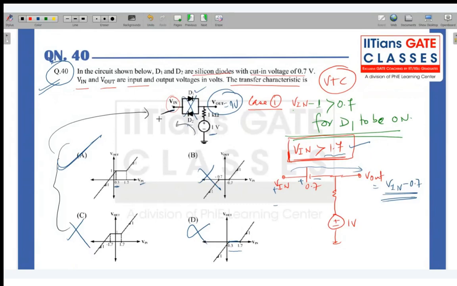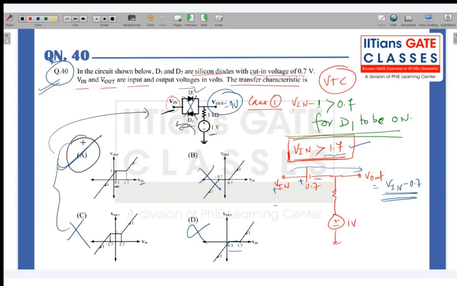We are going in the direction because D2 will be on, so current will flow from output to input, right? But when D1 is on, the current will flow from input to output, right? Like this. So option A is the correct choice for this question. Now let's move to the next question.